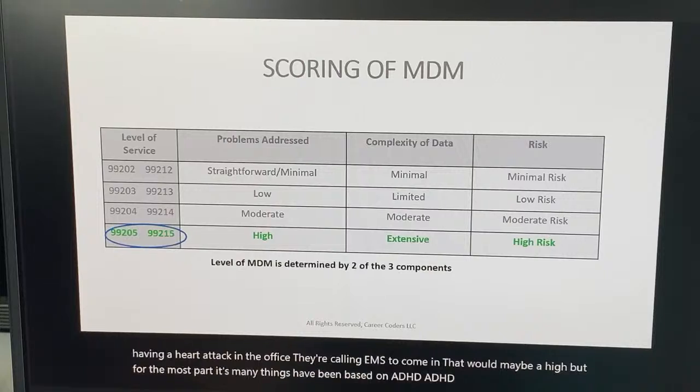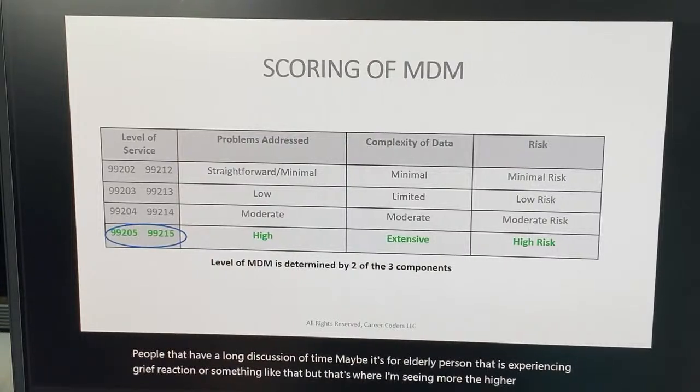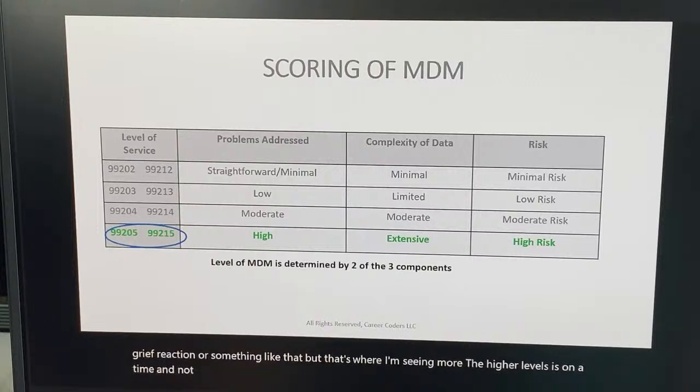ADHD or ADD. People that have a long discussion of time. Maybe it's for an elderly person that is experiencing a grief reaction or something like that. But that's where I'm seeing more of the higher levels, on time and not so much on being seen in the emergency room.